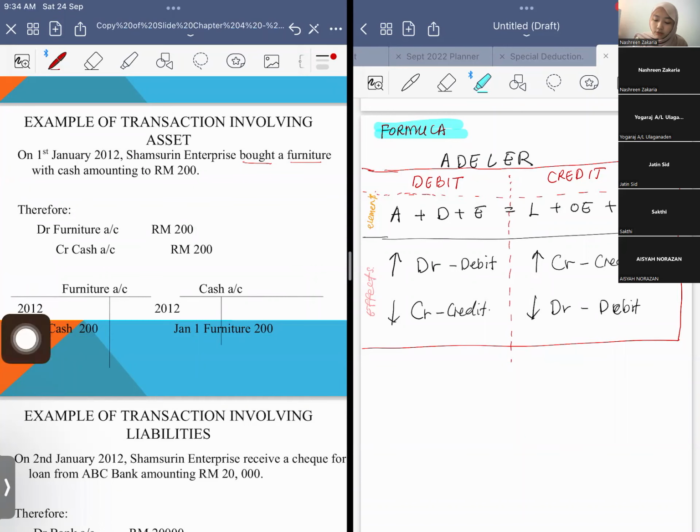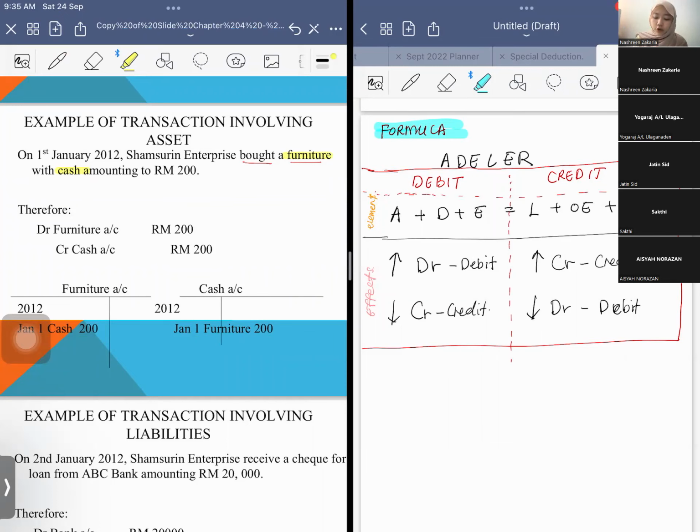The first one is furniture. Right? We bought new furniture. Furniture is our asset. If you remember the examples of asset from last class, you will be able to identify it straight away. Furniture is asset. And another one is cash. We bought a furniture with cash. These two things, furniture and cash, are the accounts affected in this transaction.